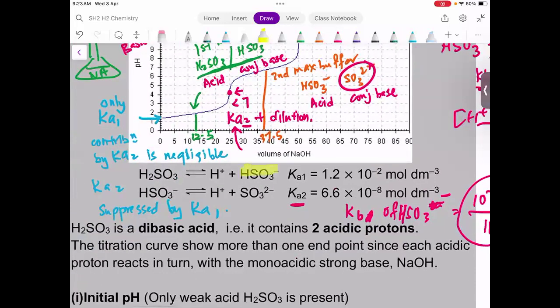This is the base. When it's a base, the Kb value will be obtained from here. When this is the base, the corresponding Kb is 10 to the minus 14 divided by this, so the Kb value will be around 10 to the minus 12. So it's very small. It's a very weak base, and a stronger acid.